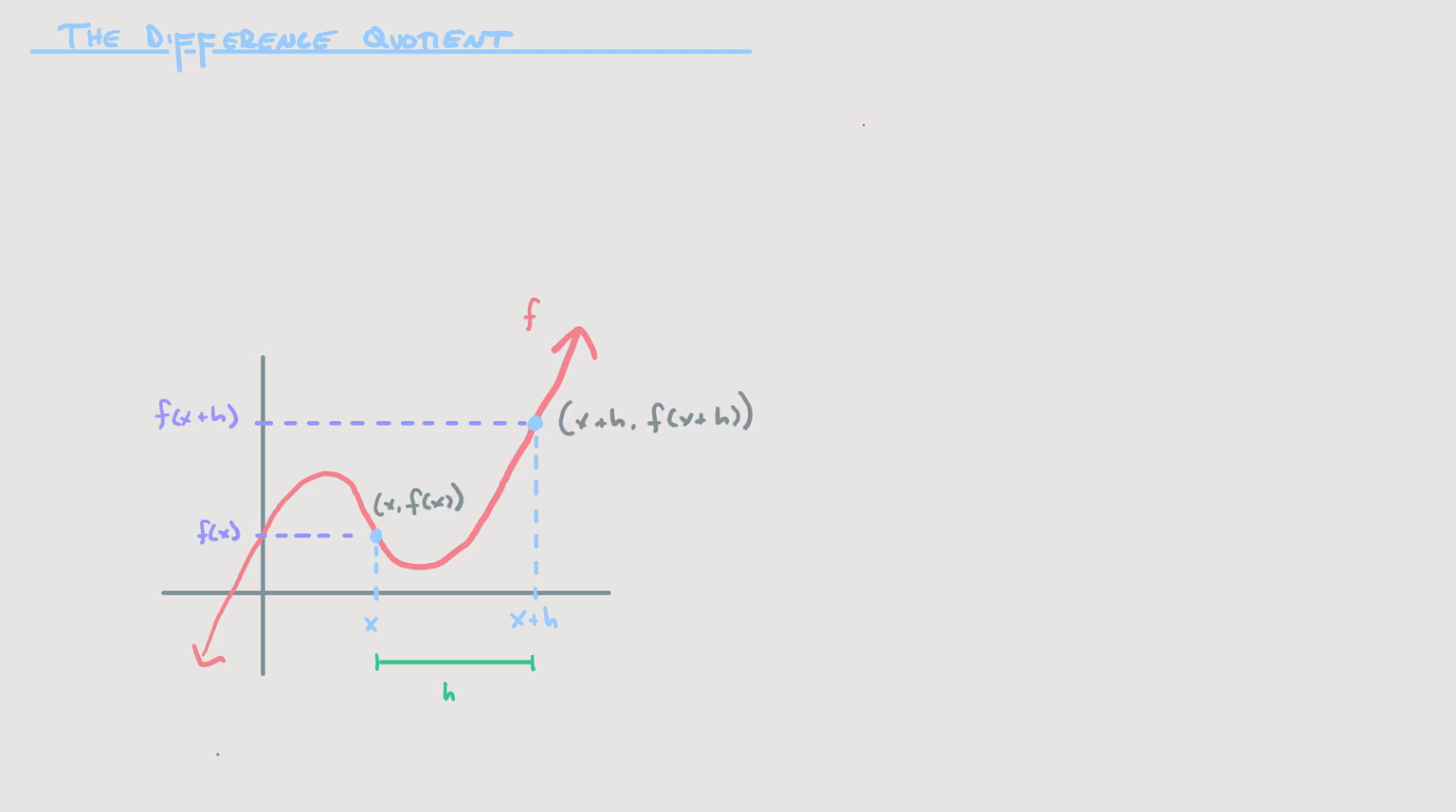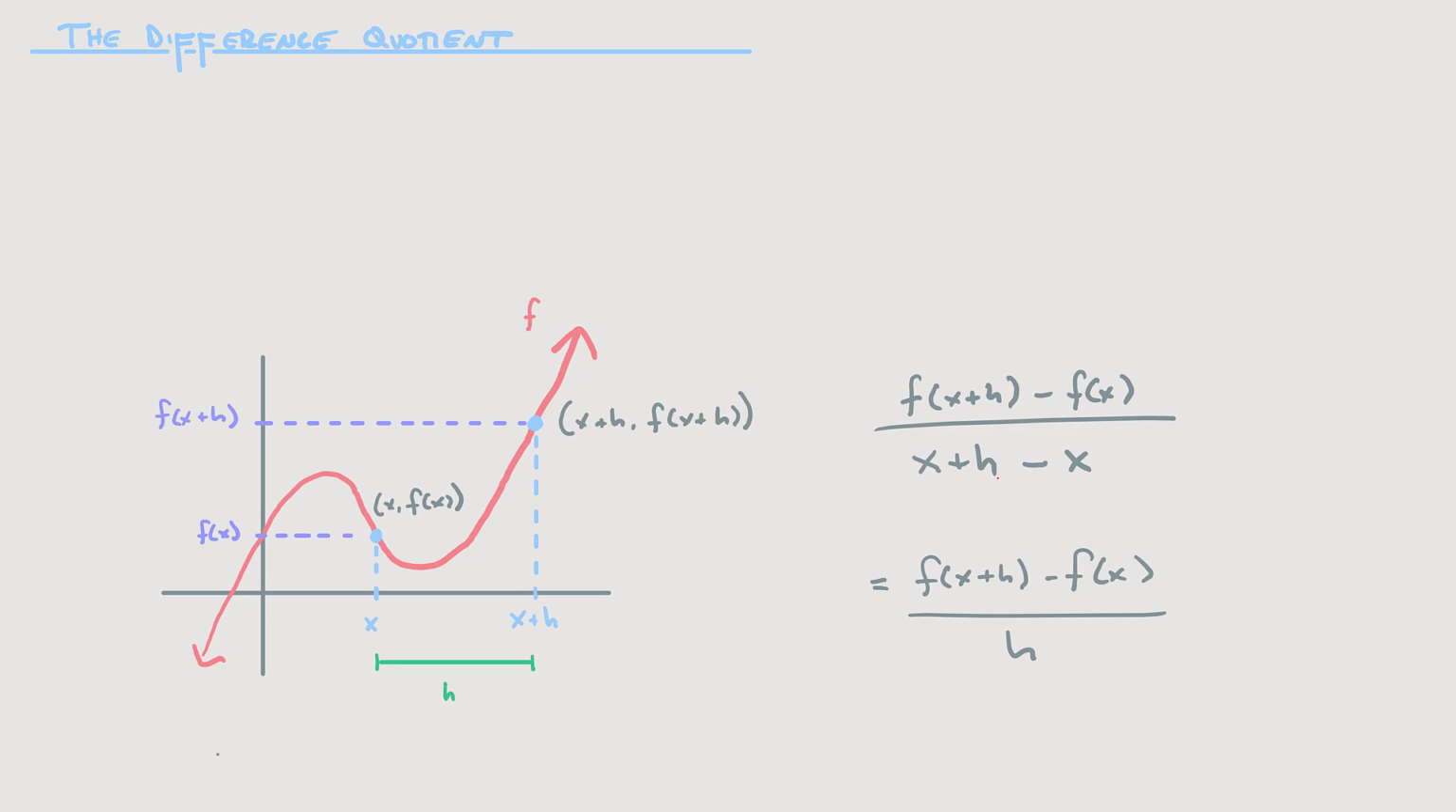So we have these two points on the graph. It looks complicated, but it's just x, f of x. That's our first point. x plus h, f of x plus h. That's going to be our second point. And so let's just find the slope, find the average rate of change. So if you do that, y2 is your f of x plus h, y1 is f of x, x2 is x plus h, and x1 is just x.